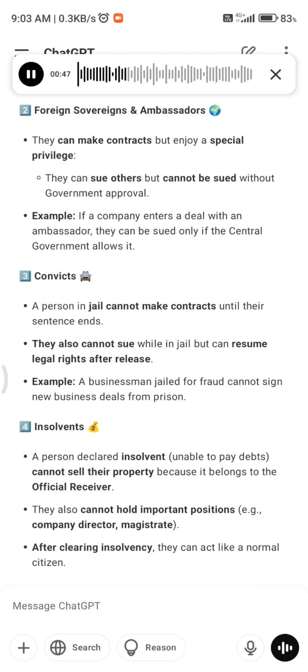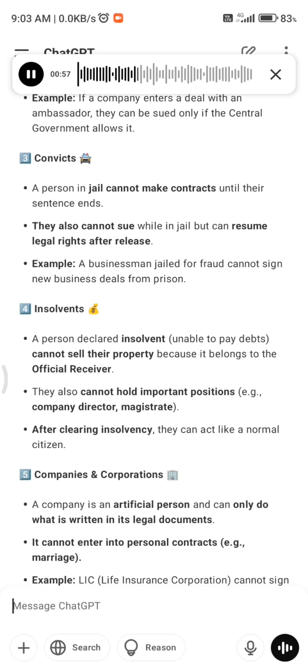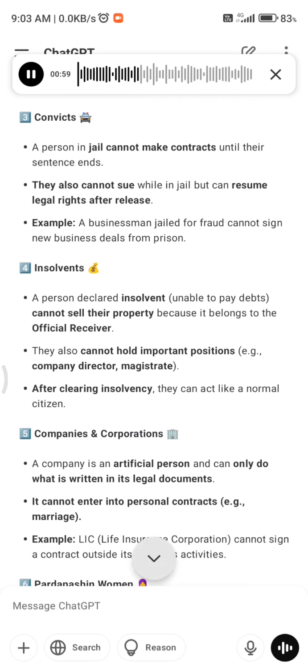If a company enters a deal with an ambassador, they can be sued only if the central government allows it. 3. A person in jail cannot make contracts until their sentence ends. They also cannot sue while in jail, but can resume legal rights after release. Example: a businessman jailed for fraud cannot sign new business deals from prison.